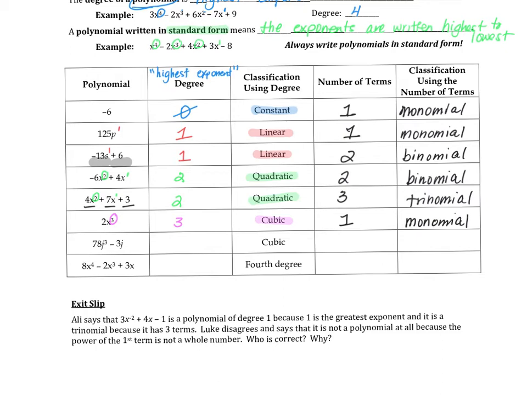Alrighty, next one, we have 78j cubed minus 3j to the first power. My highest exponent is going to be a 3, so that means it's called a cubic. And I only have 2 terms, so it's a binomial.